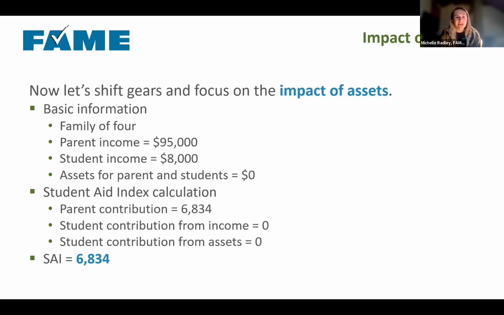So just quickly, when you're looking at the impact of assets on the SAI formula, obviously this is the basic information of the scenario we just went through, looking at the parent income being $95,000, student income being $8,000 with no assets. So let's shift this a little bit and then look at the scenario in which the parent has $50,000 of assets and the student has $10,000 of assets. Do you want to go to the next slide, Mila?